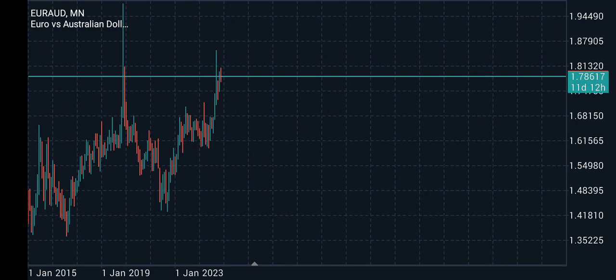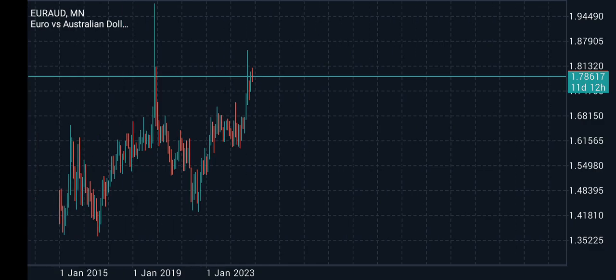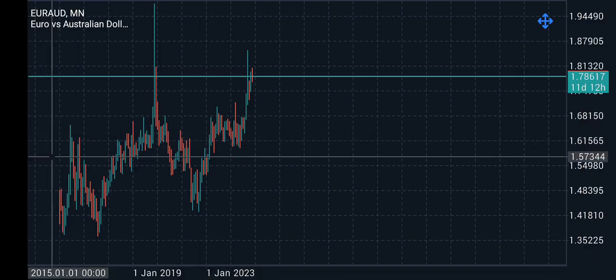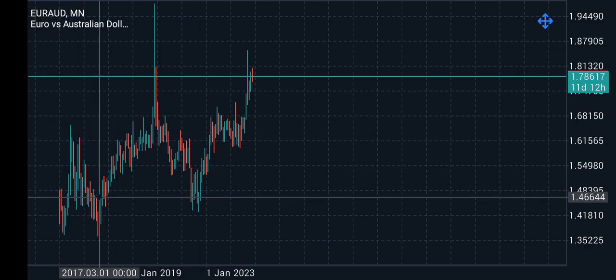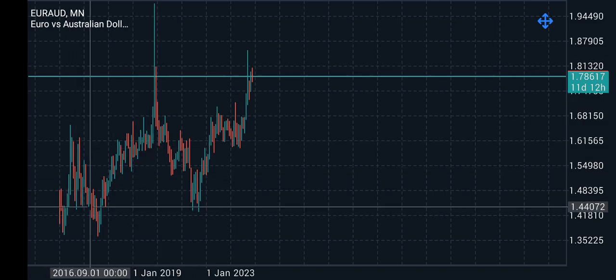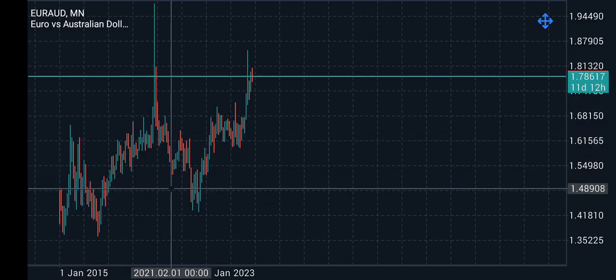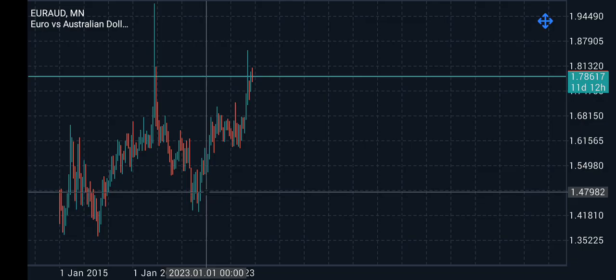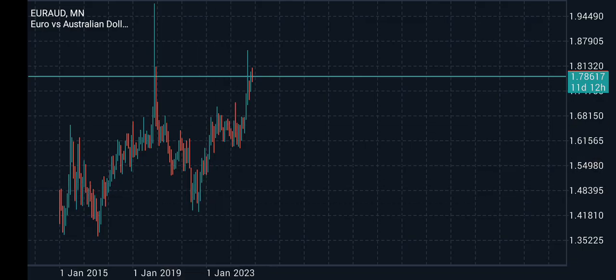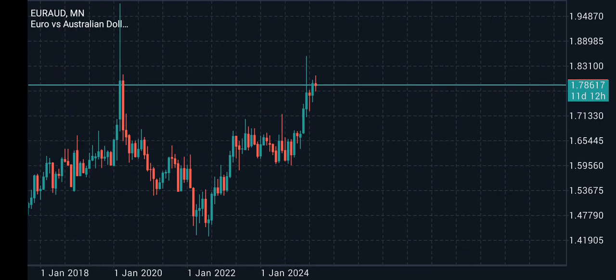So we're going to do some top-down analysis, and when doing top-down analysis, you always start from the higher time frame. As you can see, the euro UAD on the monthly time frame has been trending up, making higher highs and higher lows. On the monthly, you just have to see the trend, and it's bullish. So let me lower down to the weekly.